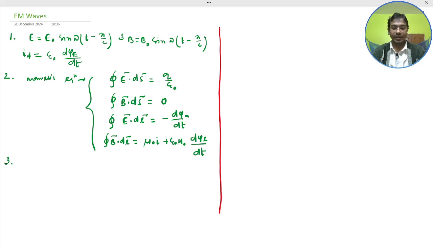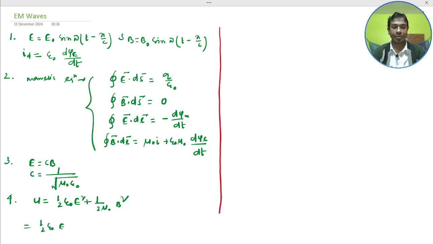And the next one, the relation between the electric field and the magnetic field: E equal to C times B, and C would be 1 by root over epsilon naught mu naught. Next one, the energy density of electromagnetic waves: the energy density U is equal to half epsilon naught E square plus 1 by 2 mu naught B square. So this will be written as half epsilon naught E naught square sine square omega t minus x by c, plus 1 by 2 mu naught B naught square sine square omega t minus x by c.